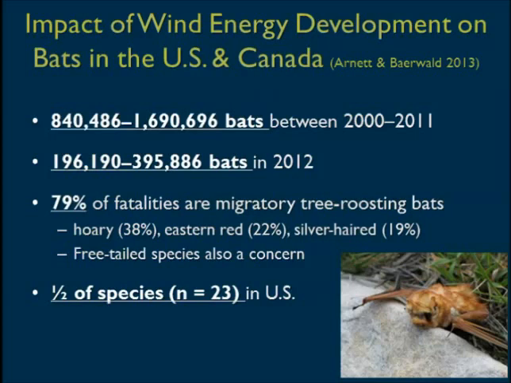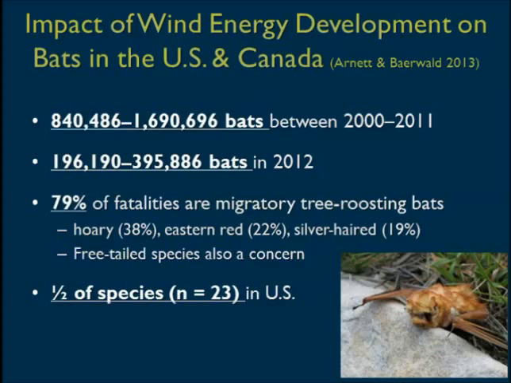Thank you. Good day, everyone. Let's start from the beginning here. So I want to begin by providing some context on why we're concerned about bats and wind energy development. So on this next slide, we see for the U.S. and Canada estimates of fatality for 2000-2011. During that time period across these two countries, it was estimated anywhere between 840,000 to almost 1.7 million bats were killed by wind turbines. And as development increases, these numbers, as you can imagine, increase as well.